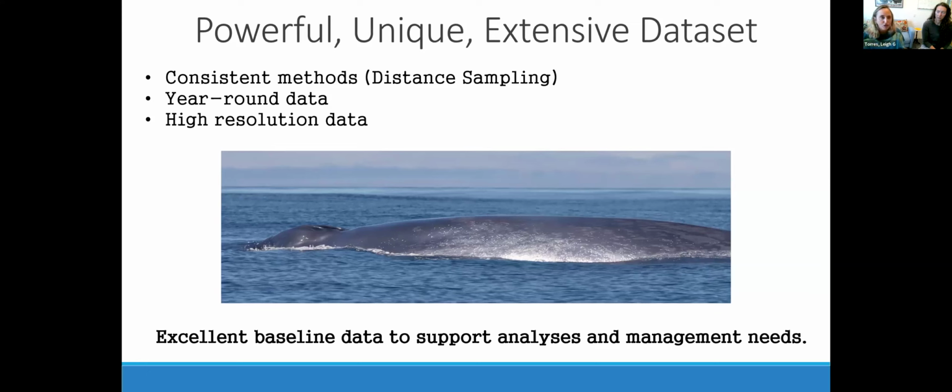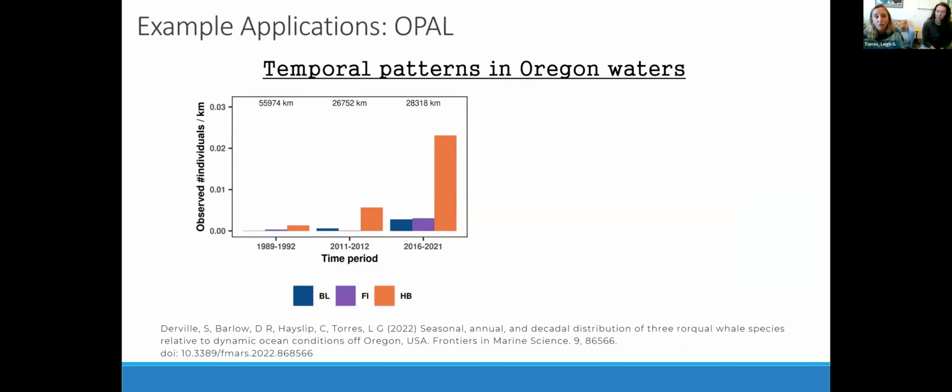And so I just wanted to show some examples from the OPAL project of what we've done with this data to better understand the distribution of baleen whales in Oregon waters. One thing we did was look at the temporal patterns of these animals in the waters of Oregon. And one of the first patterns we saw is that over time, compared to 1989 to recent periods, we've had an increase in whale occurrence in Oregon waters, which is interesting.